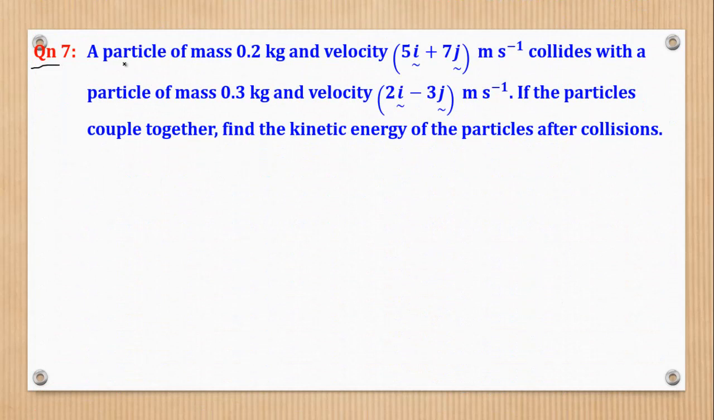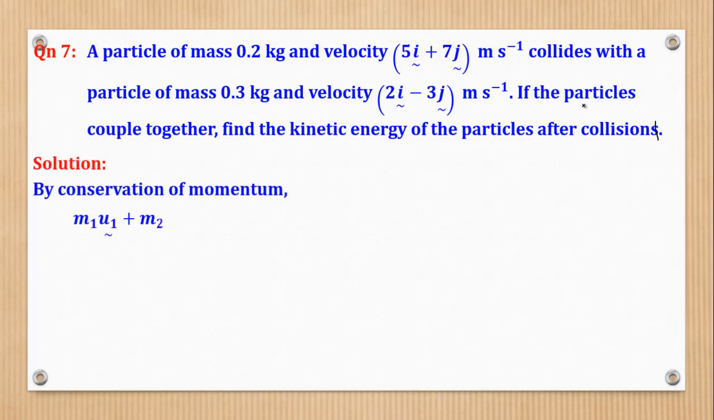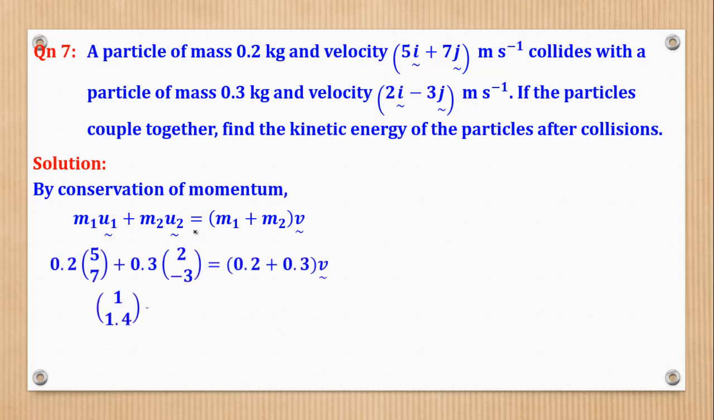Then question 7 says a particle of mass 0.2 kilograms and velocity this in vector form collides with a particle of mass 0.3 kilograms and velocity this in vector form. If the particles couple together, find the kinetic energy of the particle after collision. So we can remove this S after collision. So by conservation of momentum, now we are dealing with vectors. That is why you are seeing these tildes. Then you can substitute and simplify.